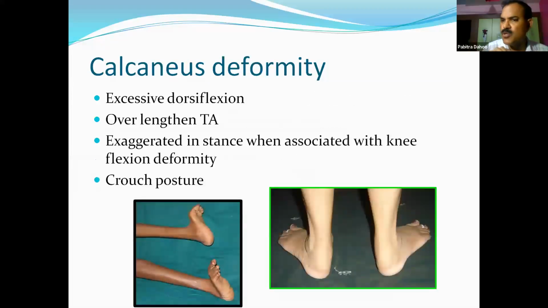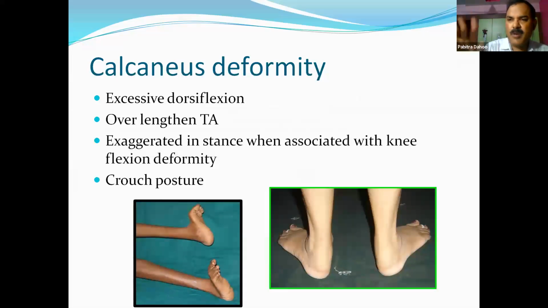Calcaneus deformity is not so common. It is mostly iatrogenic. How is it iatrogenic? You have not examined the foot properly. The patient came with an equinus, and you thought it was equinus because you saw the child walking on an equinus foot, and you straight away went for TA lengthening. Okay, that is a grievous mistake you have done.